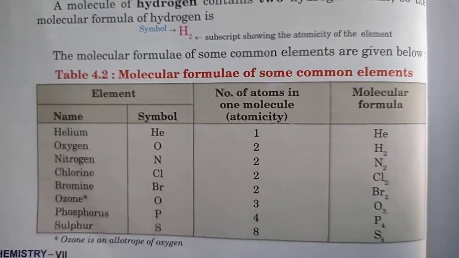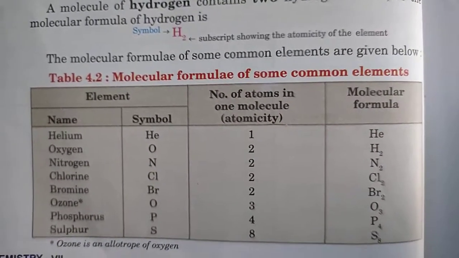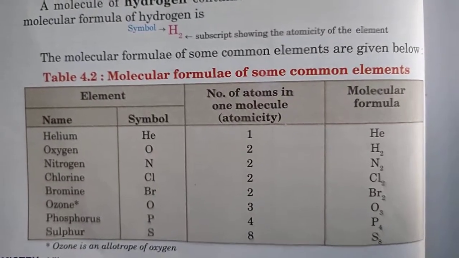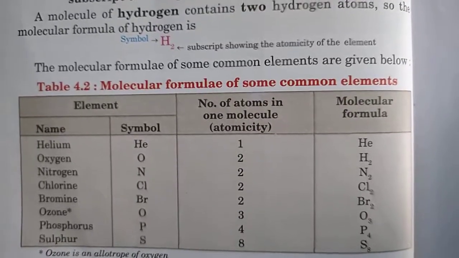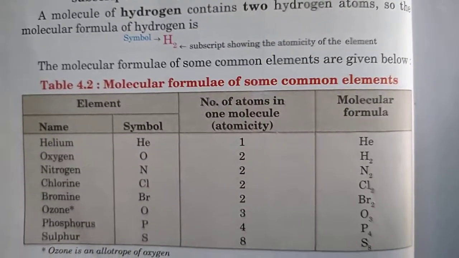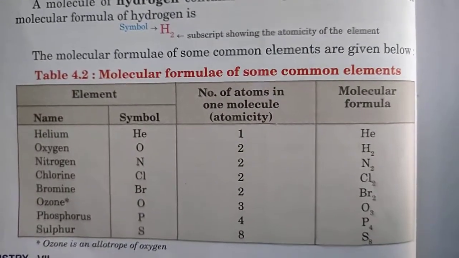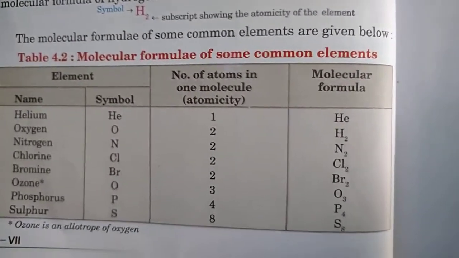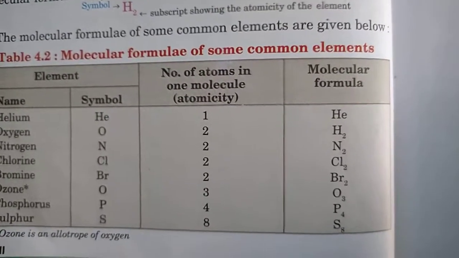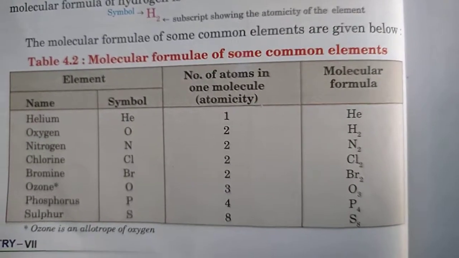You have to remember the atomicity of such types of elements. Bromine, 2. Br2. Oxygen has atomicity 2 and also 3. So 3 is ozone. If 3 is there, that means that element is ozone. Then phosphorus, 4. And the atomicity of sulfur is 8. So S8. This is very important. Phosphorus and sulfur are always asked in the examination: what is the atomicity of phosphorus? So you will write 4. And what is the atomicity of sulfur? So you will write 8.